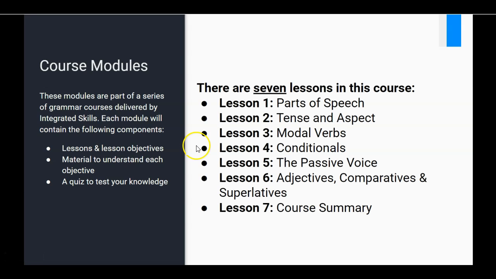The course itself, there are 7 lessons in this course. So this free lesson, this one is all about the parts of speech. However, there will be more coming your way, and those include tense and aspect. Lesson 3 will be about modal verbs. Lesson 4 deals with conditionals. Lesson 5 is all about the passive voice. Lesson 6 encompasses adjectives, comparatives, and superlatives. It's kind of an extension of parts of speech, but really getting into the grammar of it. And then we'll have a course summary right at the end.